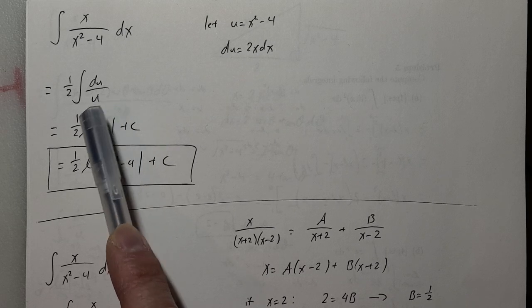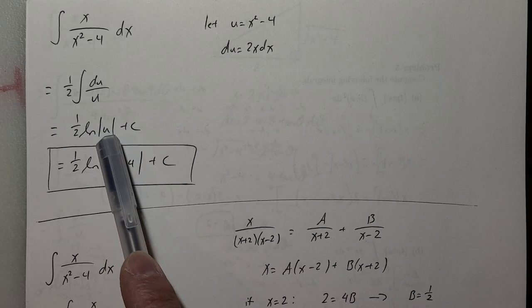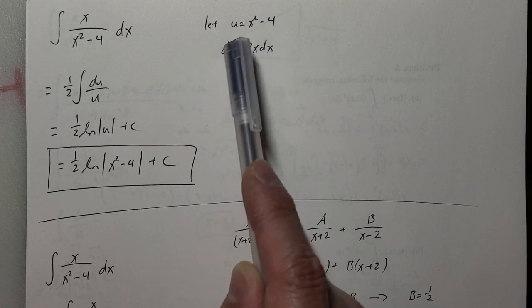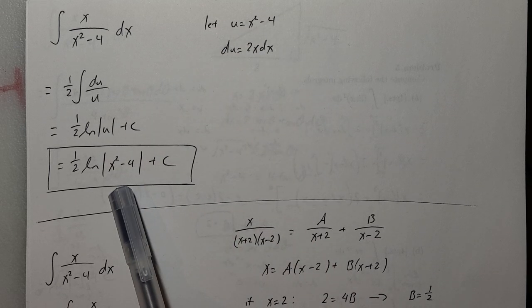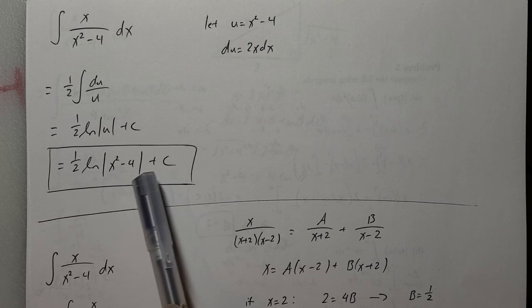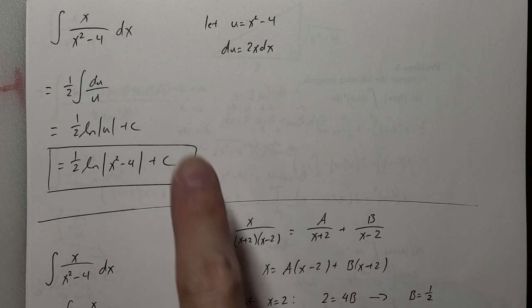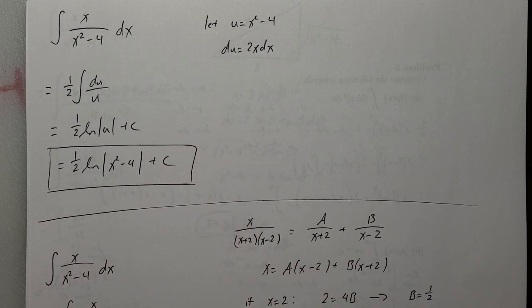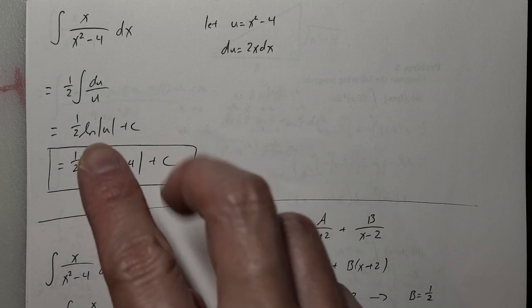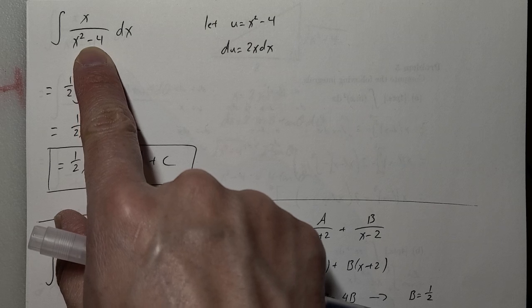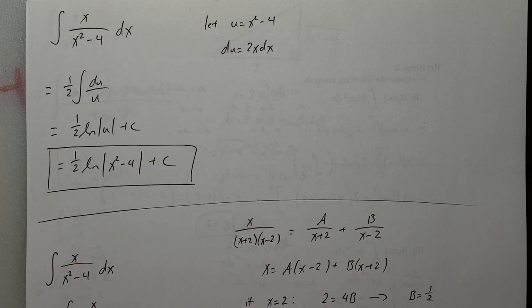This is just a natural log, so it's half ln of absolute value u plus c, and then when we back substitute, it's half ln of absolute value x squared minus 4 plus c, and that's your answer. This is the most efficient method of the 3 that I will show here. Okay, that's method 1. So hopefully you're able to see the substitution. It's actually quite simple to see if you got enough practice.